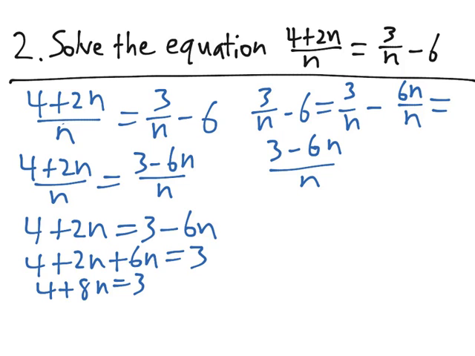Subtracting 4 from both sides, we get 8n equals 3 minus 4, which is minus 1. So if we divide both sides by 8, n is equal to minus 1/8. Now plugging minus 1/8 into the denominator of the original equation's terms is not going to cause any problems, since n is not equal to 0. So this is not an extraneous solution.